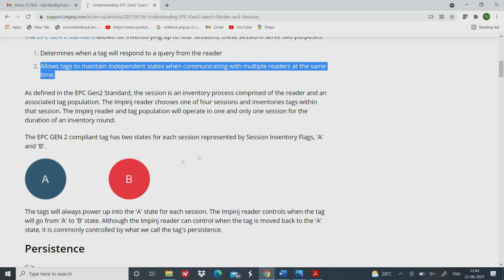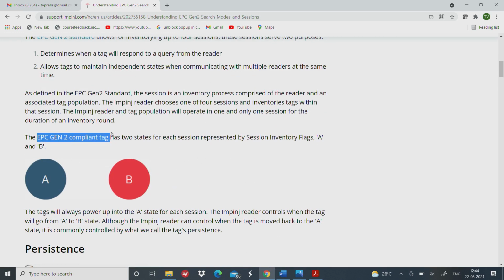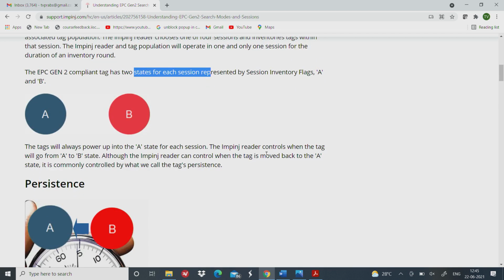And in an EPC Gen 2 compliant tag there are 2 states A and B for session 0, there are 2 states A and B for session 1 and so on. There are states A and B for session 3 and so on, right. So these are states maintained for each session independently, and there is a flag, okay. There are flags for these sessions.